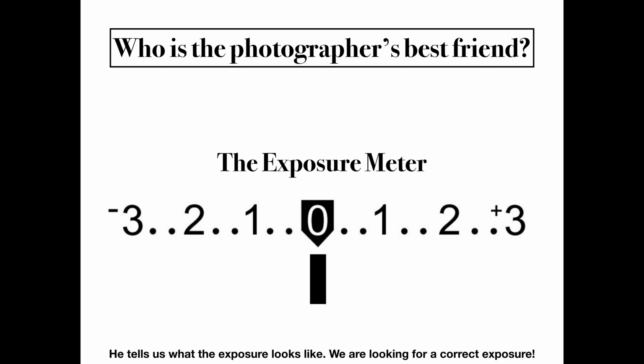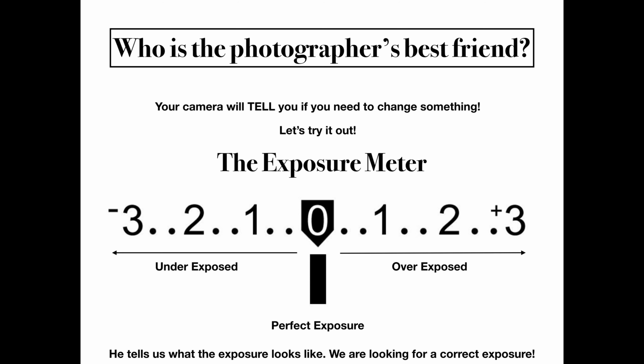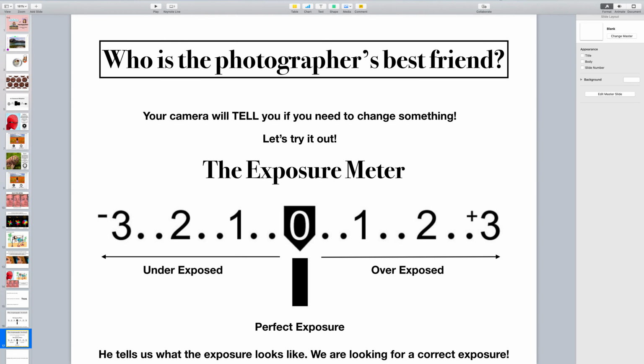So the exposure meter tells us what the exposure looks like. We are looking for a correct exposure. So a correct exposure is when it's spot in the middle. So perfect exposure is smack in the middle at 0. Overexposed is +1, +2, +3, and underexposed is -1, -2, and -3. Your camera will tell you if you need to change something. So we're going to try this out, and I'll show you what it means. So in order to know, okay, is there enough light in this photo? Am I doing things right? Your meter will tell you. Okay?